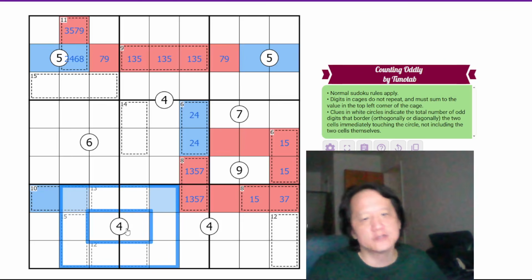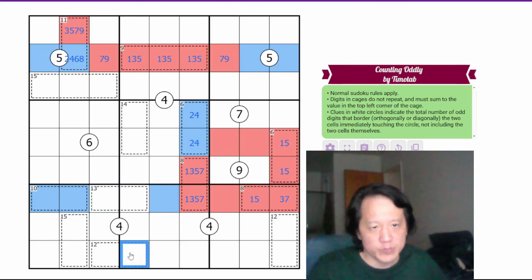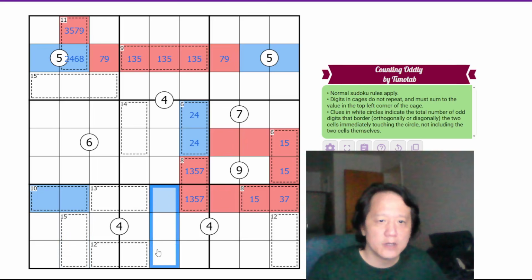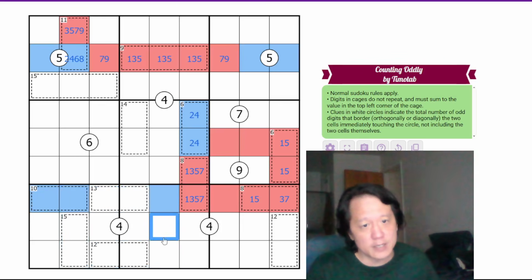Surrounding this white circle, we have 2 pair. Okay, so we have a guaranteed odd here. We have a guaranteed odd here. Surrounding this, we only have 1 more odd. And surrounding this, we have to have 2 odds. So we cannot have the 2.